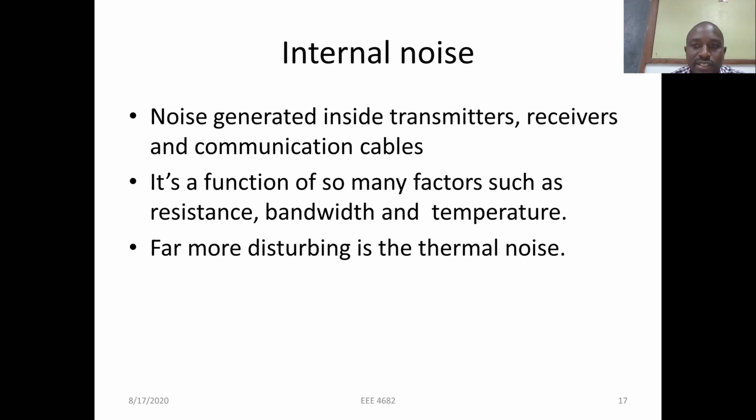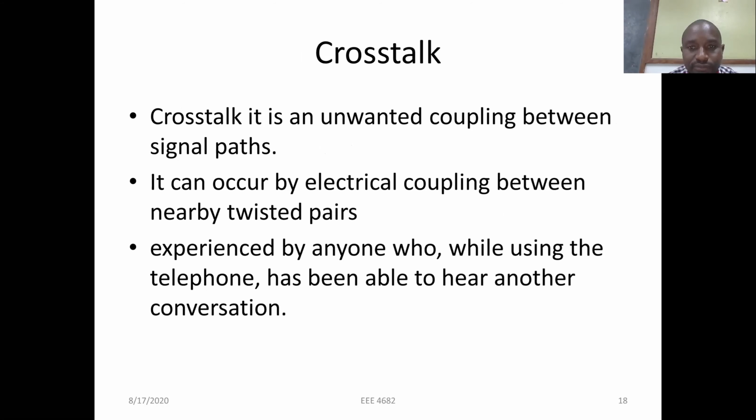Now, there are quite many examples of internal noise. We've got crosstalk. Crosstalk is unwanted coupling between signal paths. Usually it occurs by electrocoupling between nearby twisted pairs, and is something we usually experience when using a telephone, where you are able to hear what the other person is saying, somebody else joining your conversation.